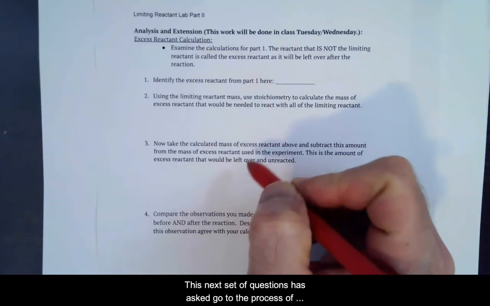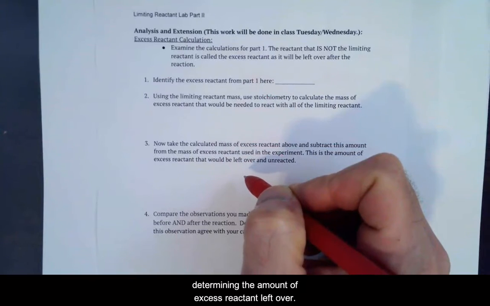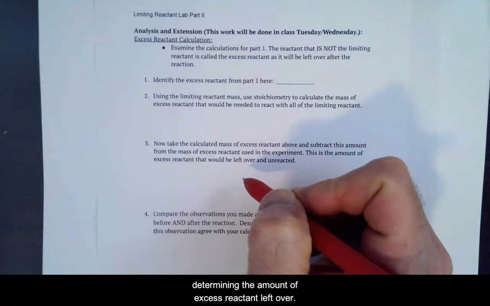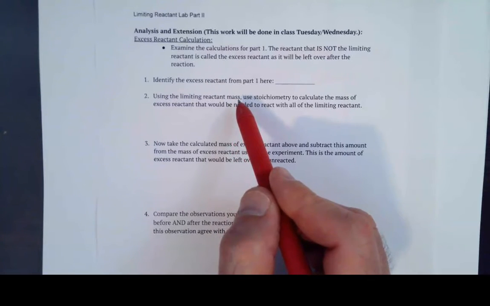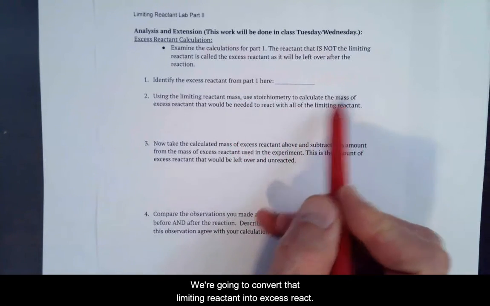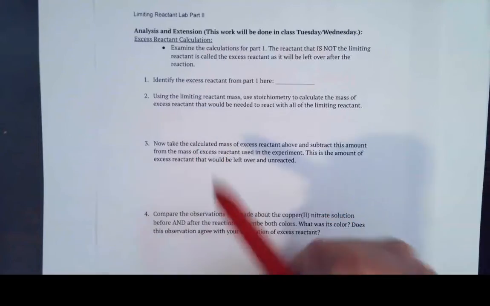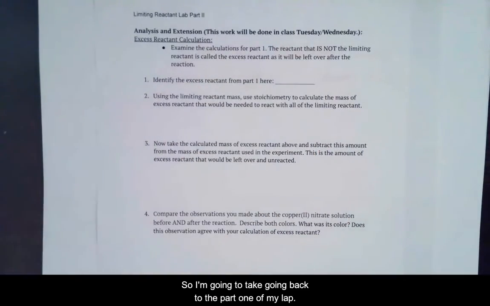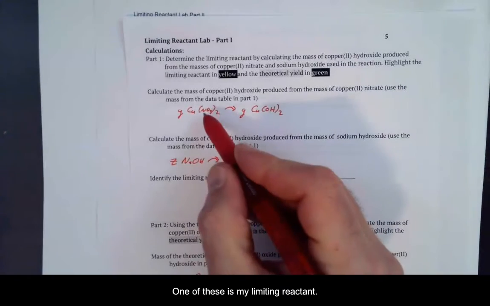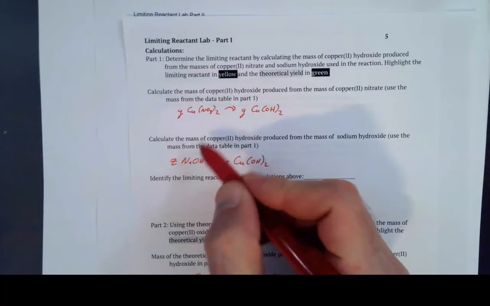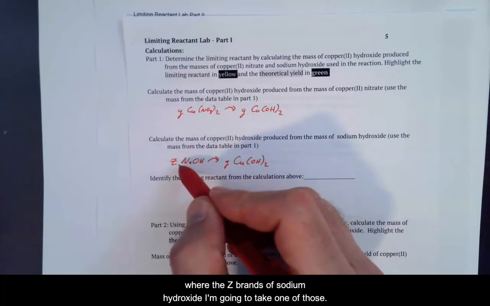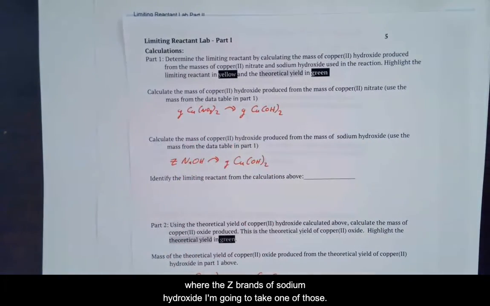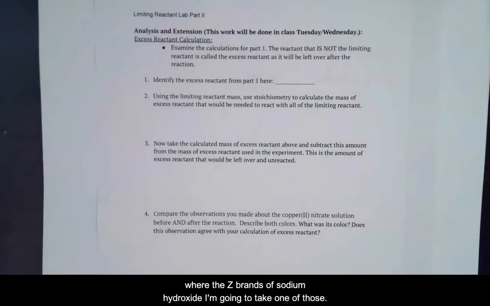This next set of questions has us go through the process of determining the amount of excess reactant left over. It says, using the limiting reactant mass, we're going to convert that limiting reactant into excess reactant. So I'm going to go back to part 1 of my lab. One of these is my limiting reactant, either the Y grams of copper nitrate or the Z grams of sodium hydroxide. I'm going to take one of those.